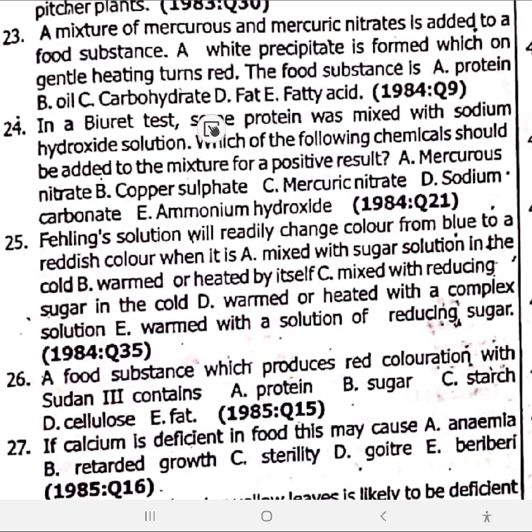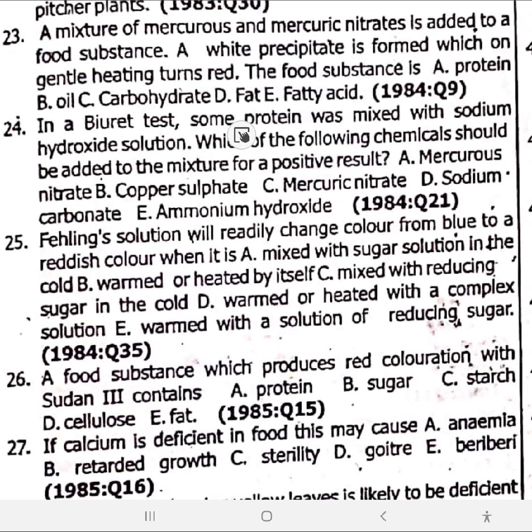So if we go back to 23, a mixture of mercurous and mercuric. This is Millon's reagent, and Millon's reagent is used to test for protein. 23 is option A. Let's not waste time there. 24, in a Biuret test, don't forget Biuret also is used to test for protein. See, Millon's and Biuret test for protein. Fehling's and Benedict's test for sugar, while iodine tests for starch, while translucency test, osmic acid, and Sudan 3 all test for fat and oil. Do not forget to keep that in your mind.